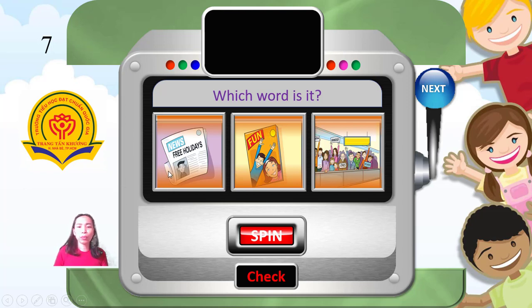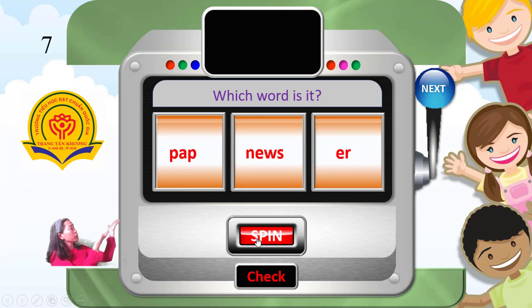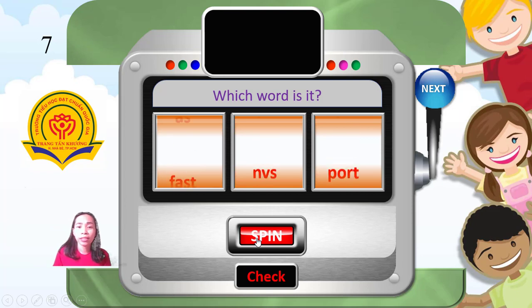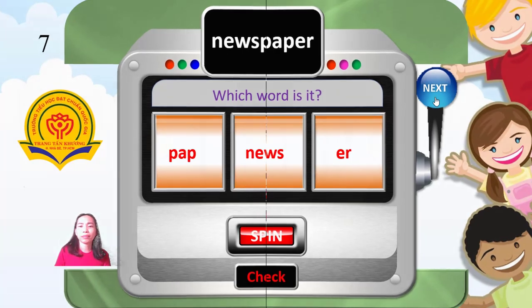Okay, newspaper, magazine, and arrivals. Can you guess what word it is? Okay, I have to spin it first. And then the word is newspaper, right? Let me check. Yes, newspaper. Next.